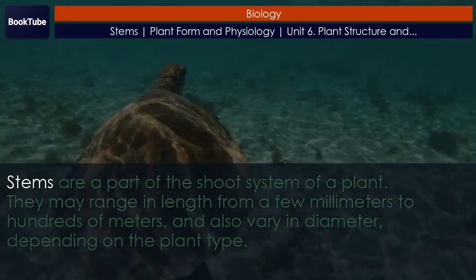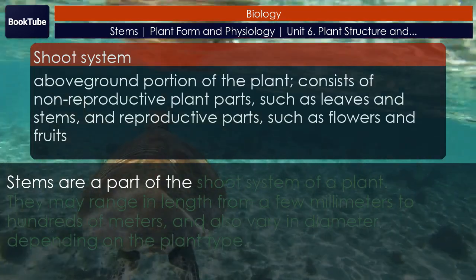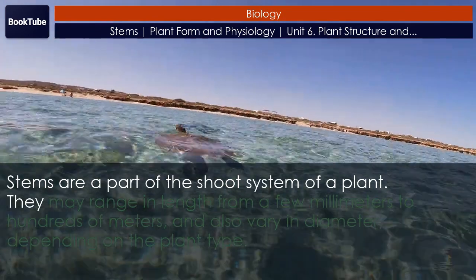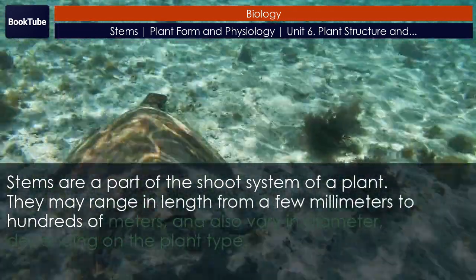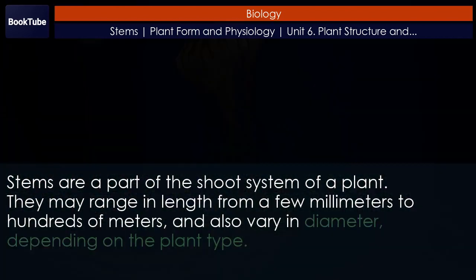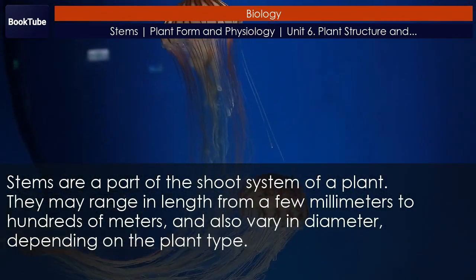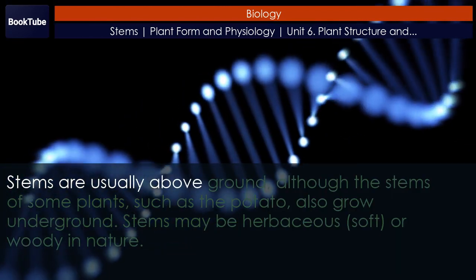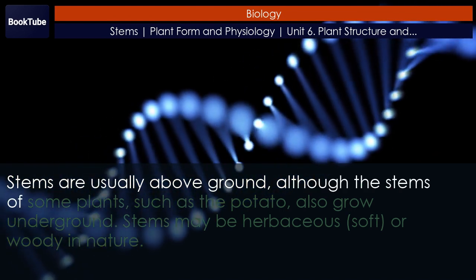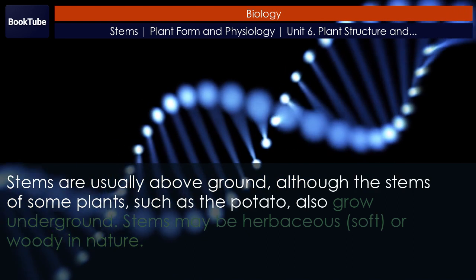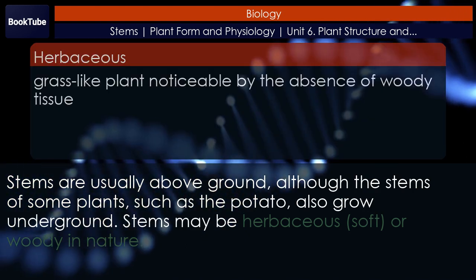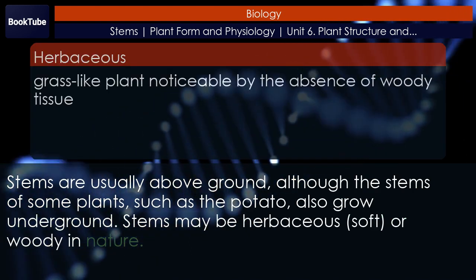Stems. Stems are a part of the shoot system of a plant. They may range in length from a few millimeters to hundreds of meters, and also vary in diameter. Depending on the plant type, stems are usually above ground, although the stems of some plants, such as the potato, also grow underground. Stems may be herbaceous, soft, or woody in nature.